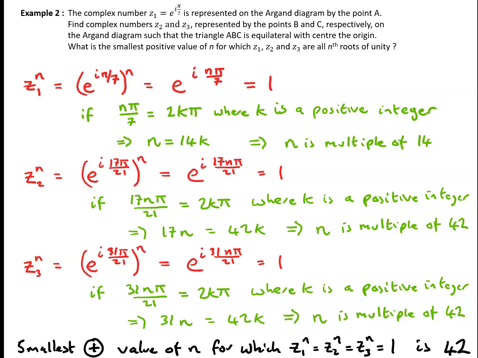So if I have n equals 42, I've got z1 to the 42 is the same as z2 to the 42, is the same as z3 to the 42, which is equal to 1.